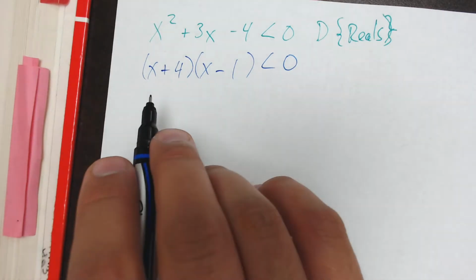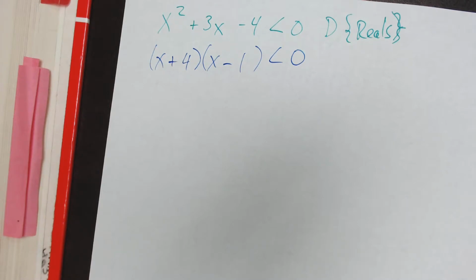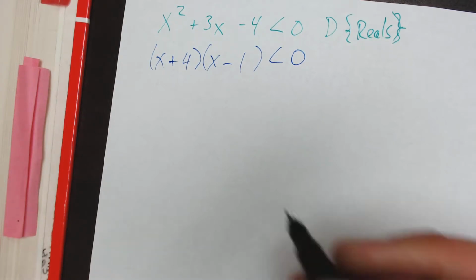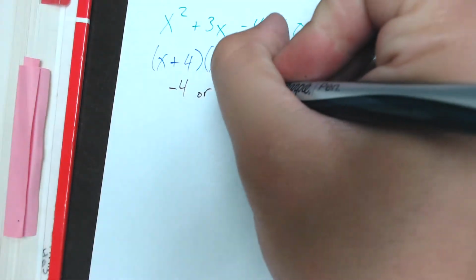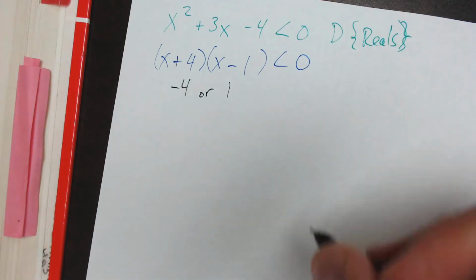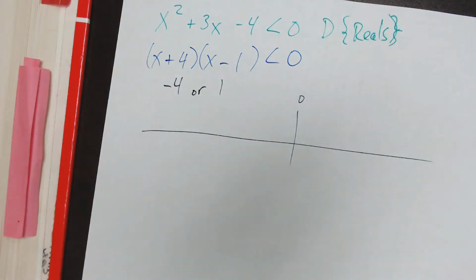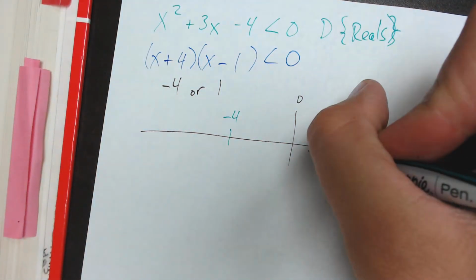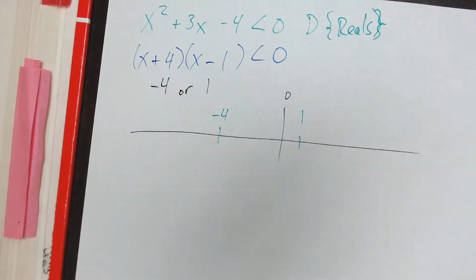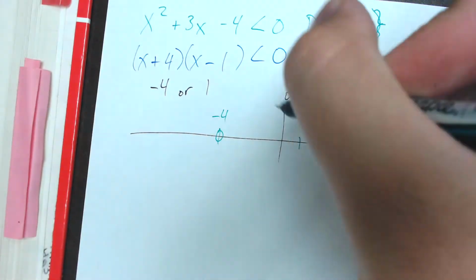From here we just have to solve for our x values. The opposite of positive 4 is negative 4, and then the opposite of negative 1 is positive 1. So then we go to our number line. We plot negative 4, we plot positive 1, and we draw our dots, which, since there's no equal to sign, are both going to be open dots.